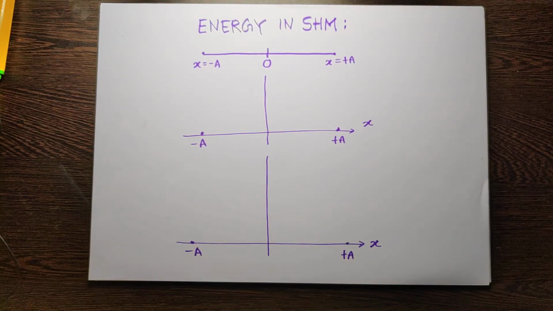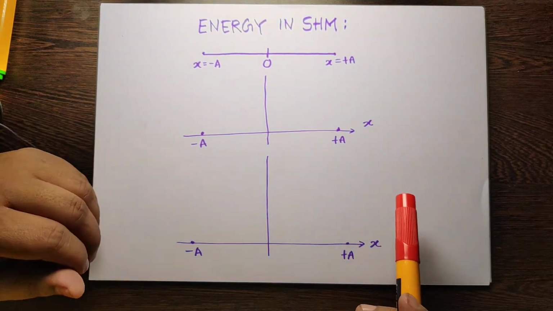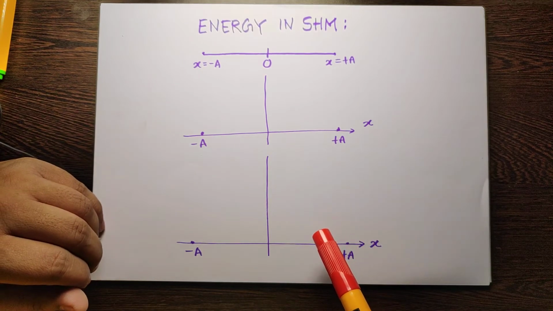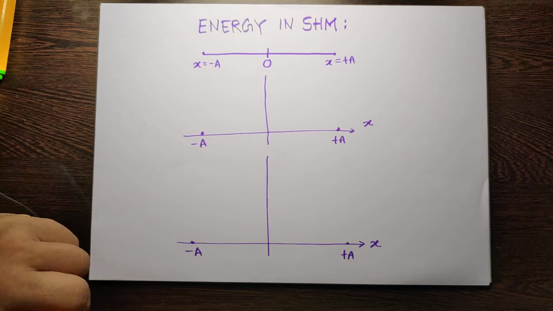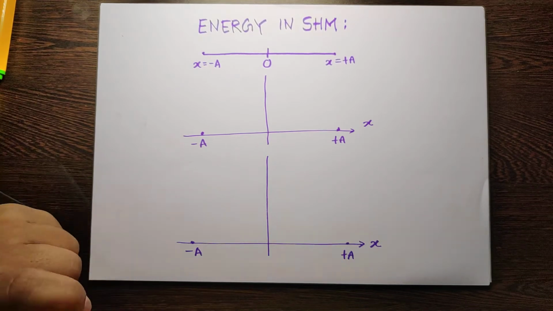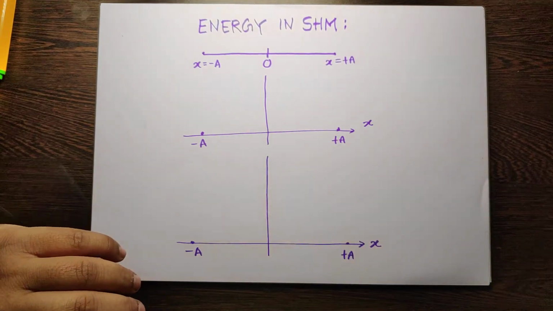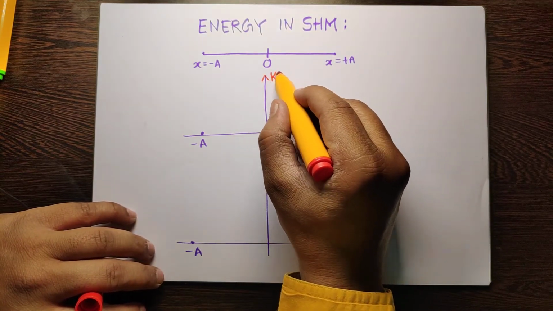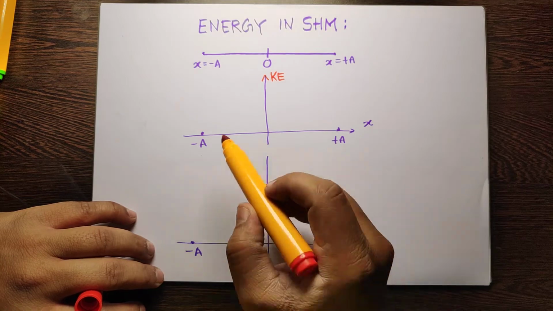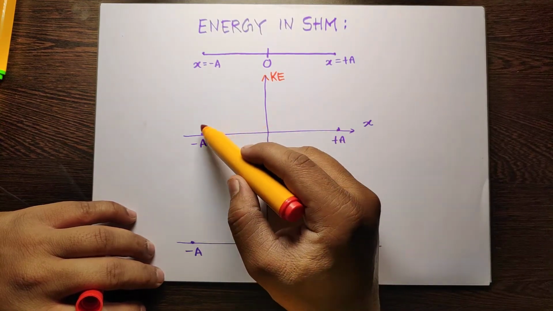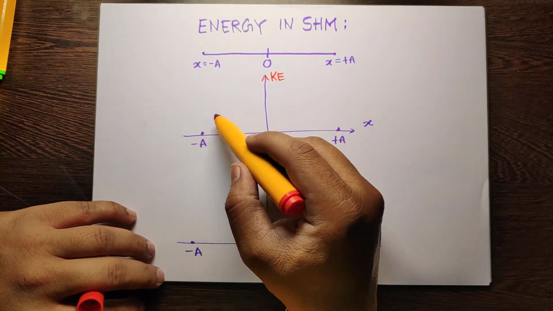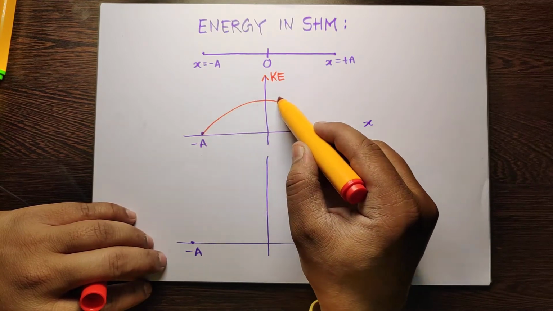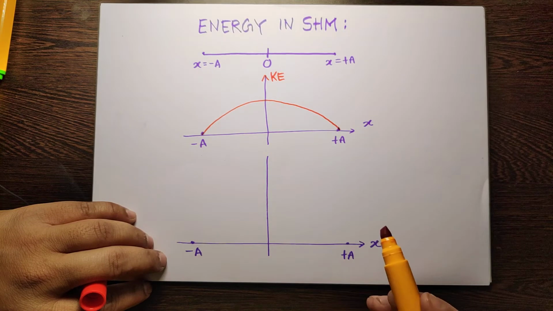So, the energy of a particle in simple harmonic motion has both kinetic and potential energy. As you know, as it oscillates, at the extreme position the speed is 0. So if you draw the graph of kinetic energy here, at the two extremes it will be 0, and at the mean position it is maximum. So it is like this.